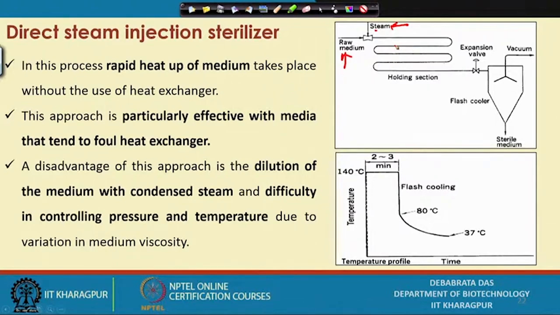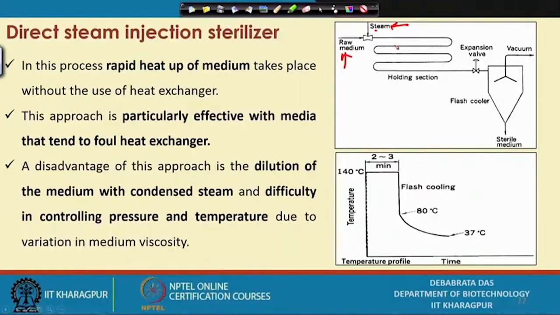changed. As we know, the flow characteristics of the fluid depend on the viscosity and the density. So as they are changing, the flow characteristics will change and temperature control will be a problem, an operational problem we have. This is the major problem we have in operating this direct steam injection technique.